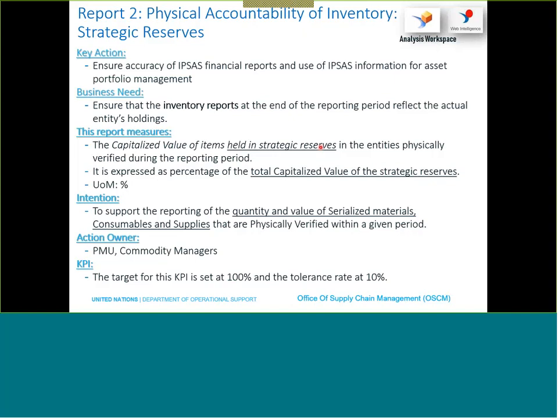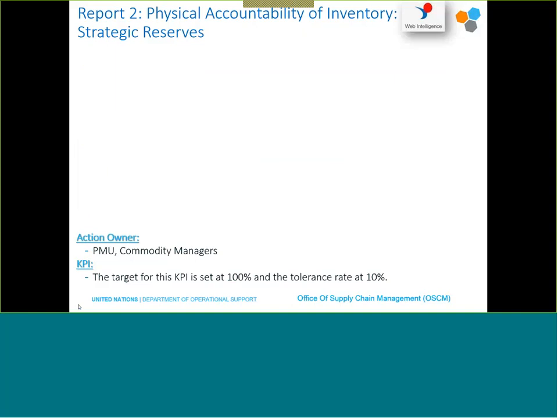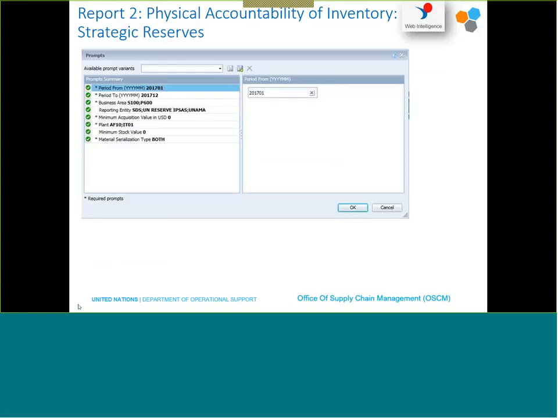So always go back to this slide to understand what the business need, KPIs, and intention of the report is when you're looking at the analysis workspace report that combines report 2 and 4. If you want to understand the prompt and the selections in the prompt for reports 2 and 4 analysis workspace, go back to this one to understand what you can do. Now let's take a look at the prompt here in a screenshot first, and then we'll go to pre-production to see what it looks like there.